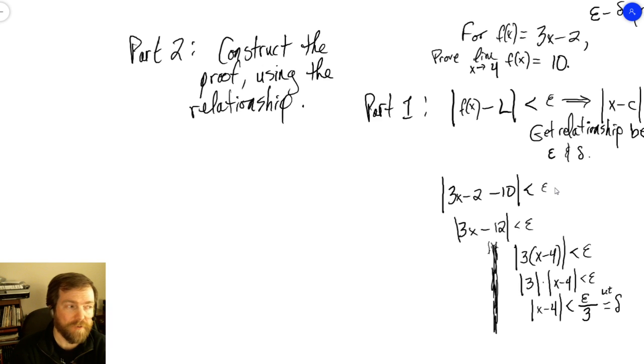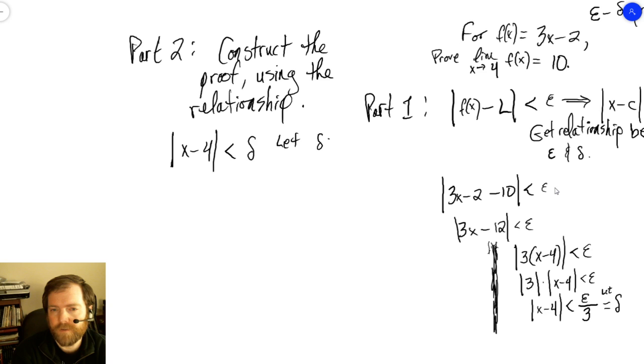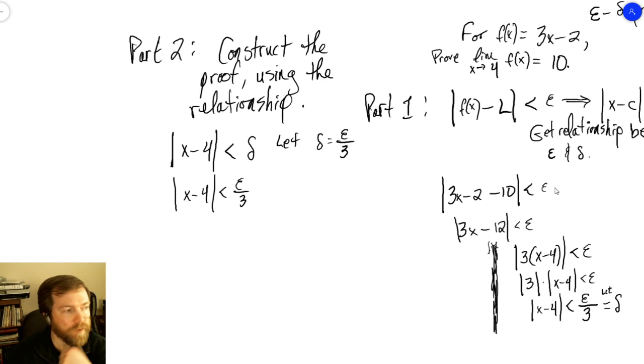Construct the proof using the relationship. So we start out with the fact that we have x minus 4 is less than delta, and we let delta equal epsilon over 3. So the absolute value of x minus 4 is less than epsilon over 3. We can multiply on both sides, so that's 3 times the quantity absolute value x minus 4 is less than epsilon.